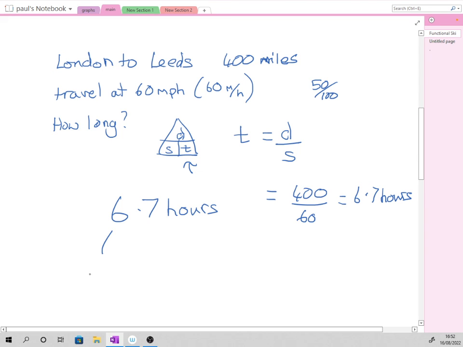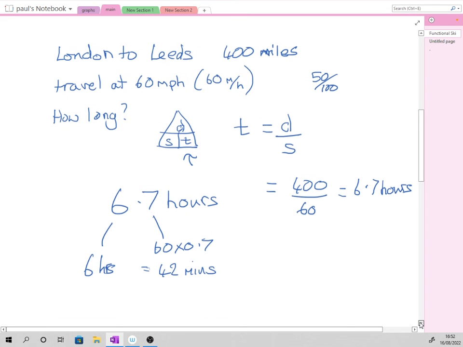Now, in decimal, we can leave that, that's safe, 6 hours. And for the rest, we can do 60 times 0.7. 60 times 0.7 gives me 42. So that equals 42 minutes. So it's 6 hours and 42 minutes to get from London to Leeds if it were that distance and we were going at that speed. Right, so that's finding out how long.